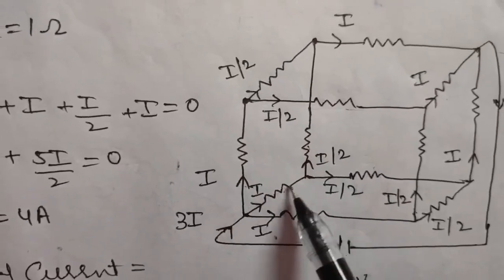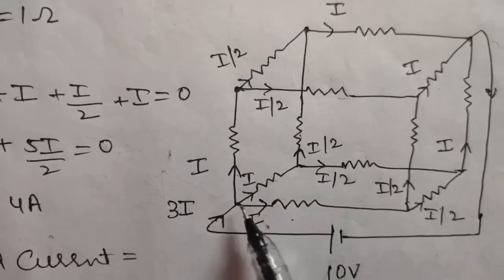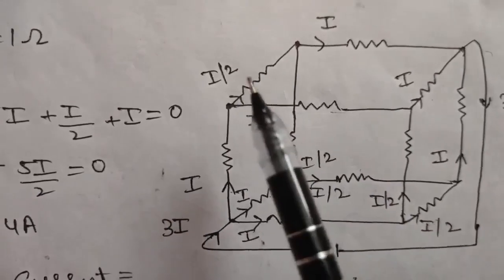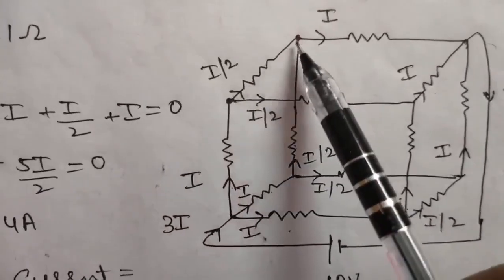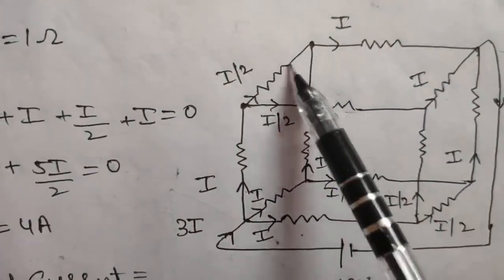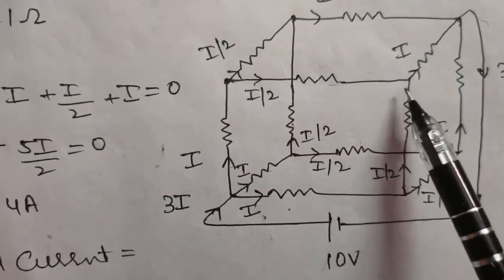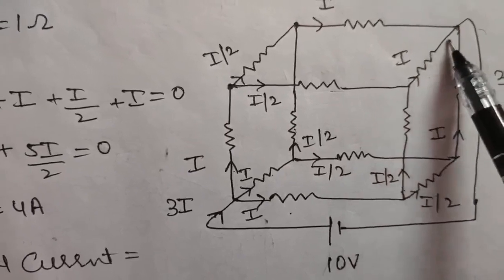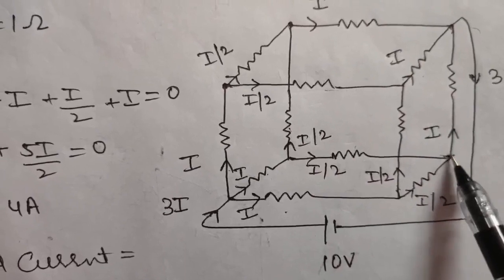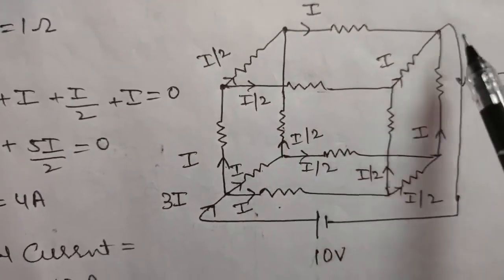Similarly, when this goes, it will get divided here into two parts, so this will be I by 2 and this will be I by 2. Similarly for this one, this will be I by 2 and this will be I by 2. Now, I by 2 is coming from here and I by 2 is coming from here, so in this branch I will be there due to these two. Similarly, I by 2 from here and I by 2 from here, so in this branch I will be there again. Similarly here also I will go. Now I and I, again 3I will leave it.